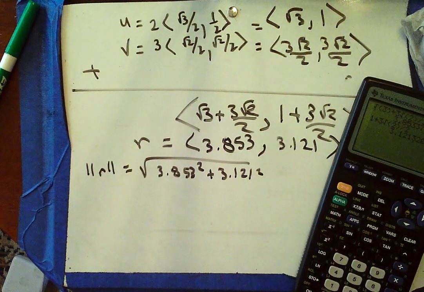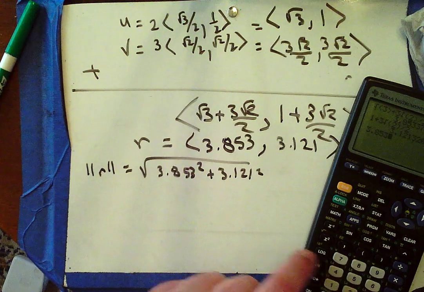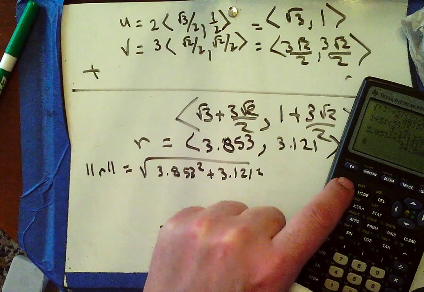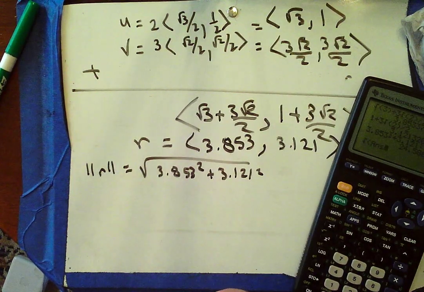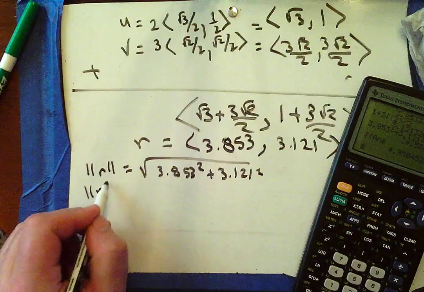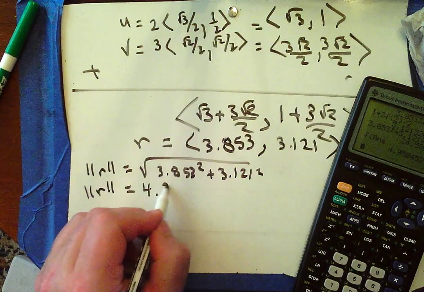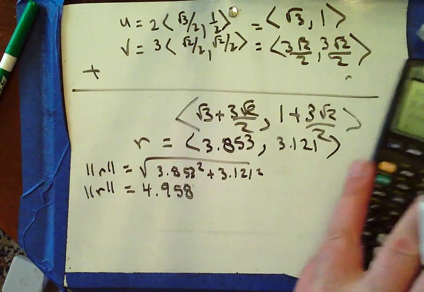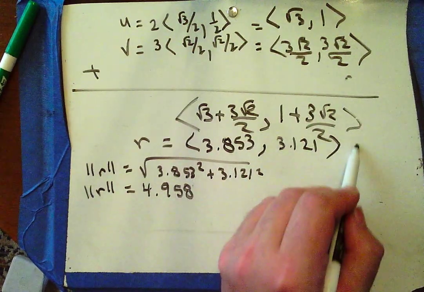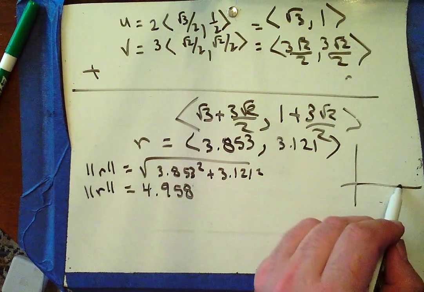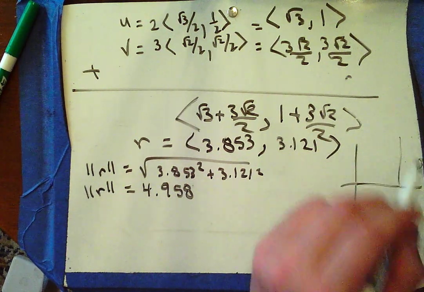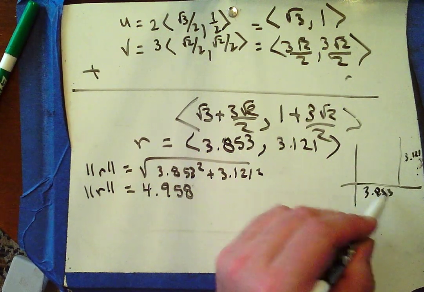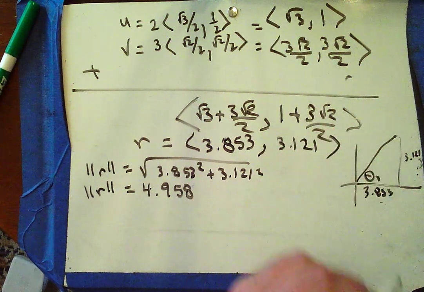So 3.853 squared plus 3.121 squared, and then take the square root of that answer. And I get that the magnitude of r equals 4.958. Oops, not degrees. And then finally, theta r. Well, if I draw this, what I'm saying is I'm going over 3.853, and I'm going up 3.121, and I'm looking for theta r.